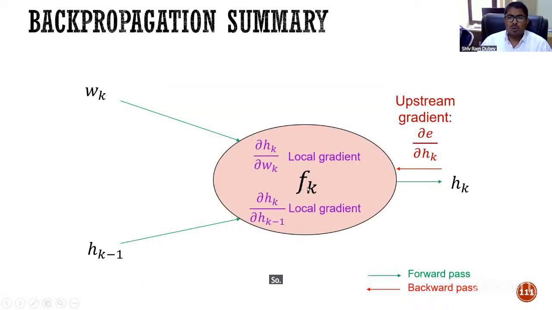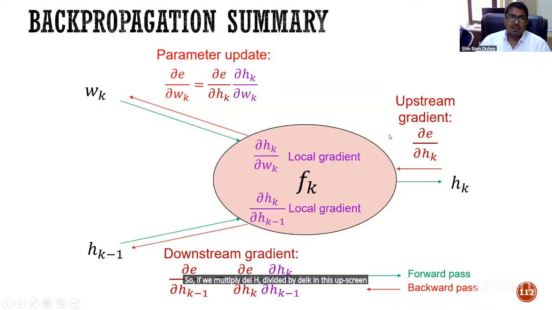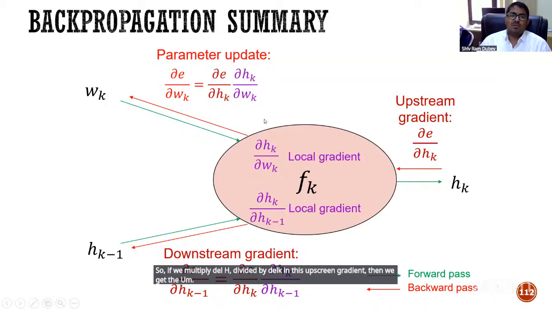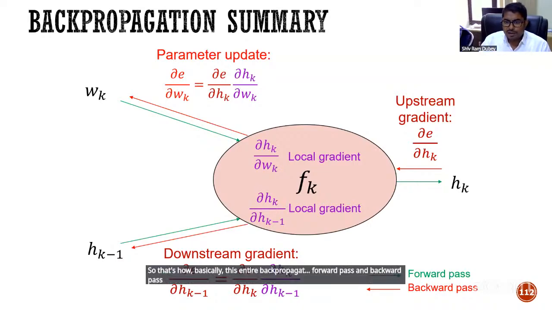So we compute the local gradient of Hk with respect to Wk and of Hk with respect to Hk minus 1. If we multiply del Hk divided by del Wk with this upstream gradient, we get the gradient required for the parameter update. But if we multiply del Hk divided by del Hk minus 1 with del E divided by del Hk, then we get the downstream gradient, which is going to be passed to the previous layer. So that's how the entire forward pass and backward pass work for a particular layer.